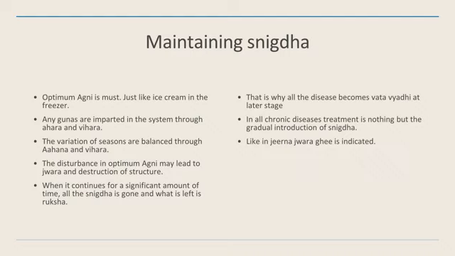are treated with snigdha. So usually it is either rasayana or ghee. For example, in Jeerna Jvara, ghee is indicated. So the treatment of chronic disease is nothing but the gradual introduction of snigdha to the system. When we ask how the ghee will digest, ghee also has the property of deepana. So if 10 ml of ghee is not accepted by the system, give 1 drop, 2 drops, 3 drops.